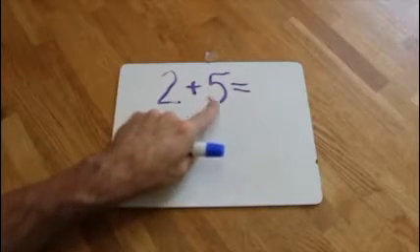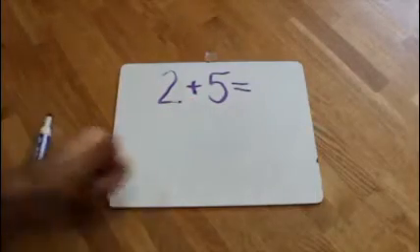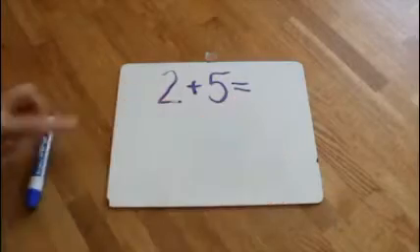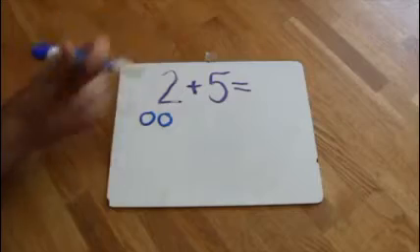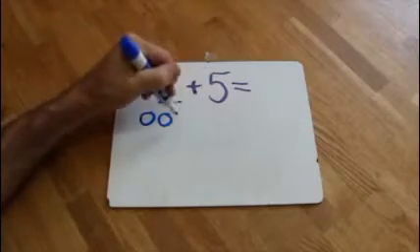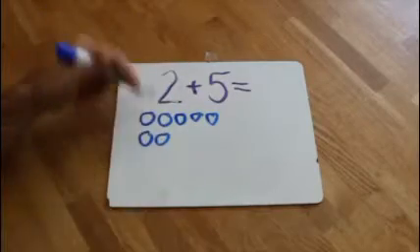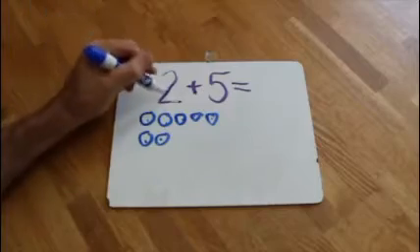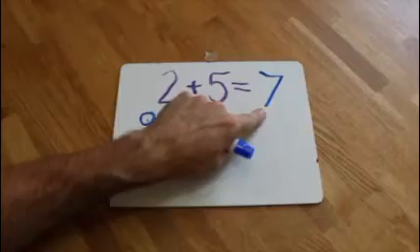Two plus 5 equals. Remember what that symbol means. Mental math, fingers, or pictures. Start with our 2. 1, 2. Plus means we're going to bring more in. How many more? 5 more. 1, 2, 3, 4, 5. How many all together now? 1, 2, 3, 4, 5, 6, 7. 2 plus 5 equals 7. Good.